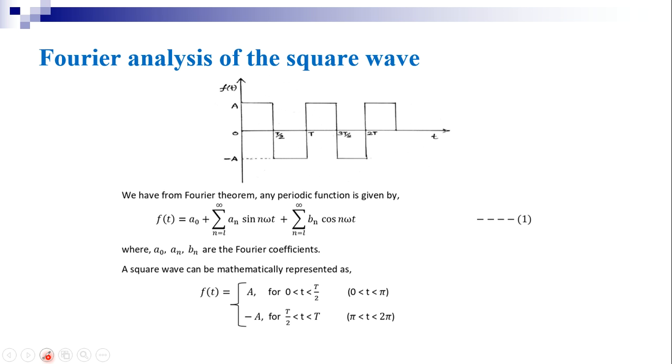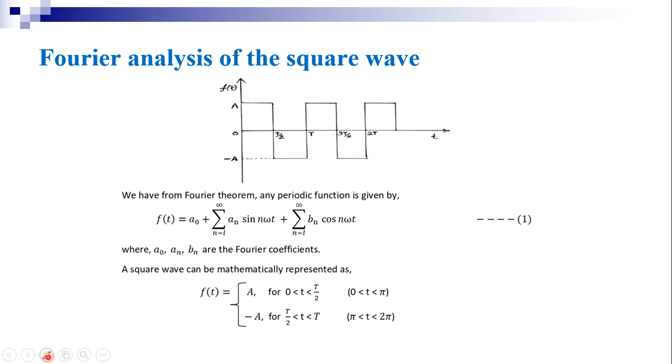Usually square waves are generated by using the addition of sinusoidal waves of different frequencies. If we add the odd harmonics, then we will get the square waves.